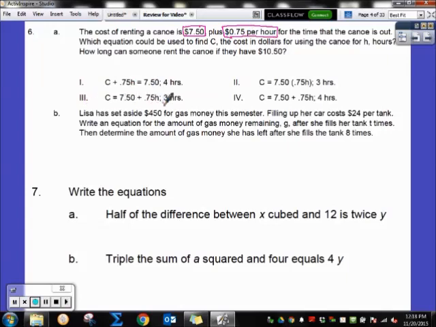So I'm looking for, well, I don't see any good ones to eliminate. So I'm just going to write the equation. So we have $7.50 plus 75 cents per hour is the total cost. And now if I have $10.50, I'm going to plug that in and solve. So $7.50 plus 75 cents per hour equals $10.50, and I'm going to do my math and see how long I can rent the canoe.